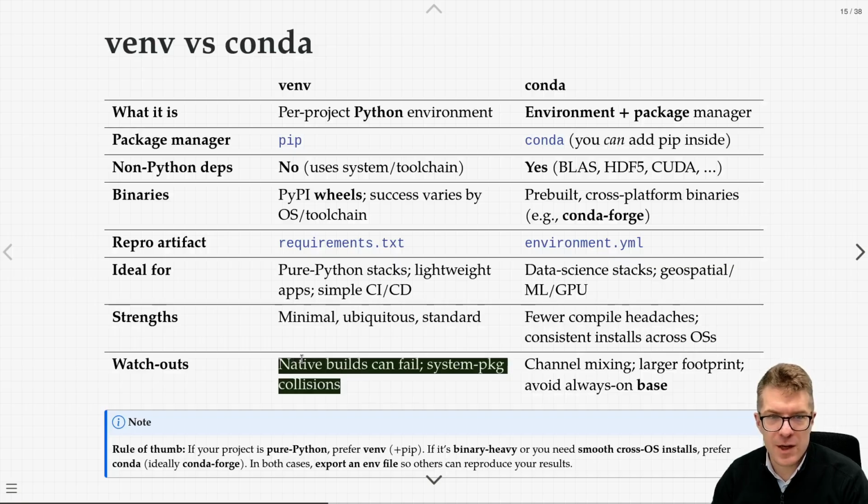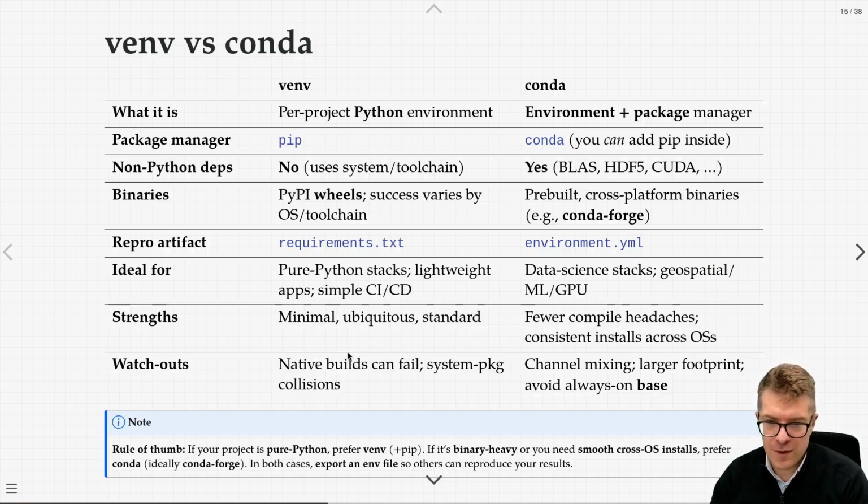Generally, things to watch out for with venv are native builds for different operating systems. Things for Conda, just like for venv actually, is making sure you're not mixing channels. It's a slightly larger footprint, but for most deployments that won't matter. So generally, the rule of thumb here could be that if you're just doing pure Python, you might prefer venv, but even if I'm just doing Python myself, Conda is my flavor of choice.